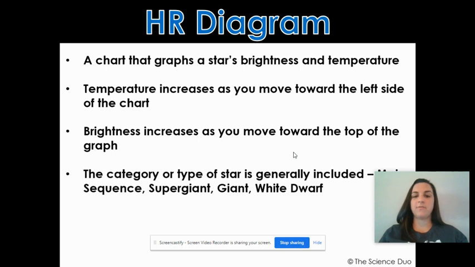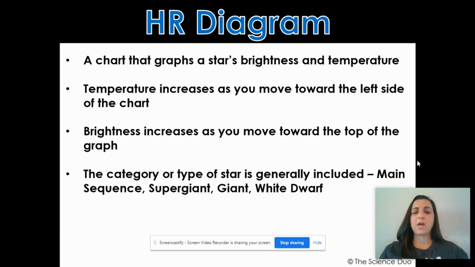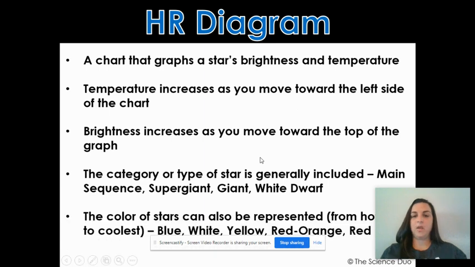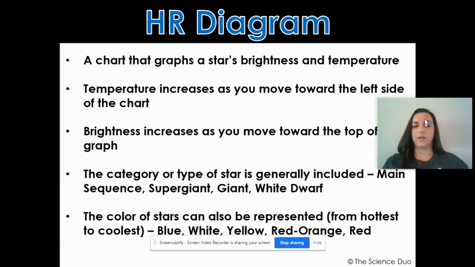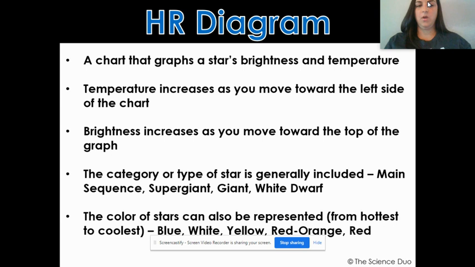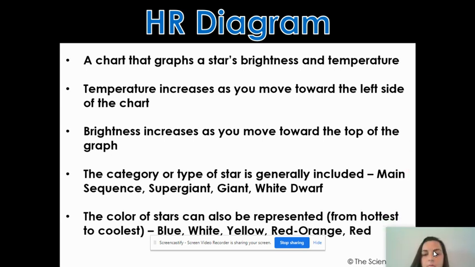The category or type of star is generally included. You have your main sequence, supergiant, giant, and white dwarf. So again, just to model, you would go to your notes page, pause this video, and literally all 4 bullet points, you are just filling in the correct answer. There's one more bullet point on the bottom. The color of stars can also be represented from hottest to coolest. You have your blue, white, yellow, orange, and red. All right, moving on.